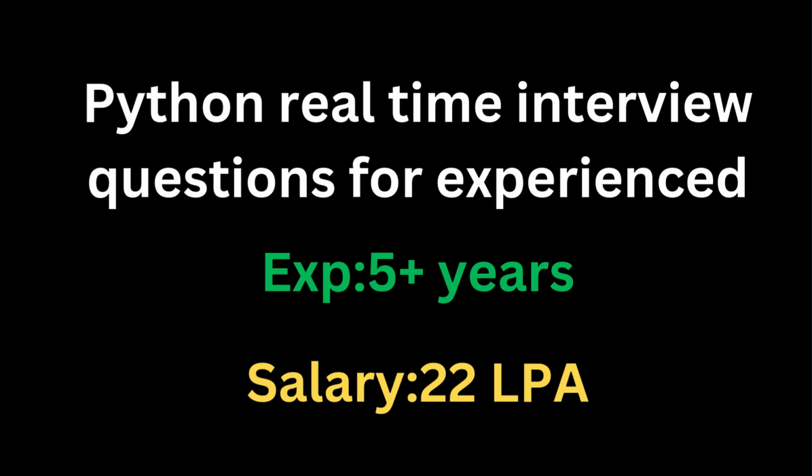What are the object-oriented features in Python? OOPS concept in Python. So basically, there are four major pillars in the OOPS concept: abstraction, encapsulation, polymorphism, and inheritance. Sorry, inheritance and abstraction. So what is the difference between abstraction and encapsulation?